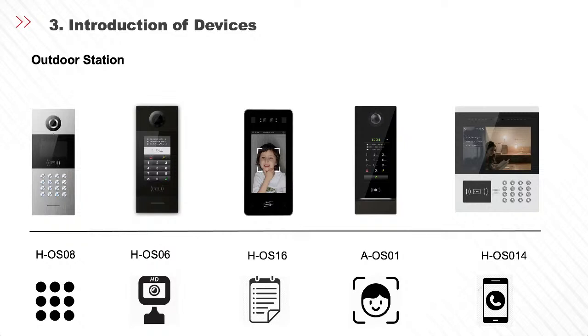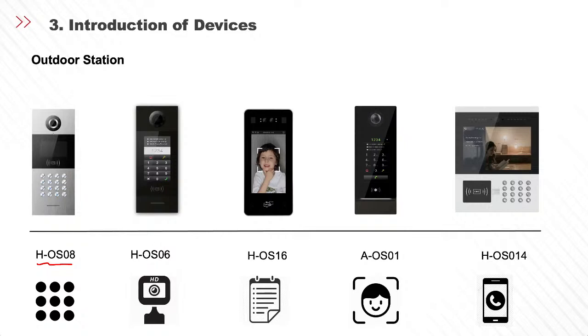So you can see the first one, we call it H-OSOA. This one uses mechanical buttons, and by using the mechanical buttons, we can easily call the residence by pressing the room number. And it offers a 4.3-inch image, which is very clear and also very elegant for the user.